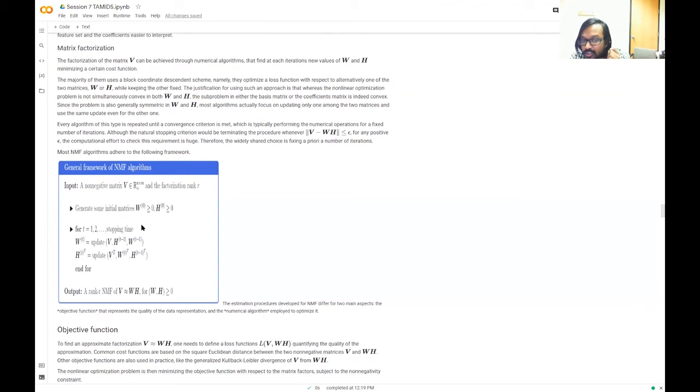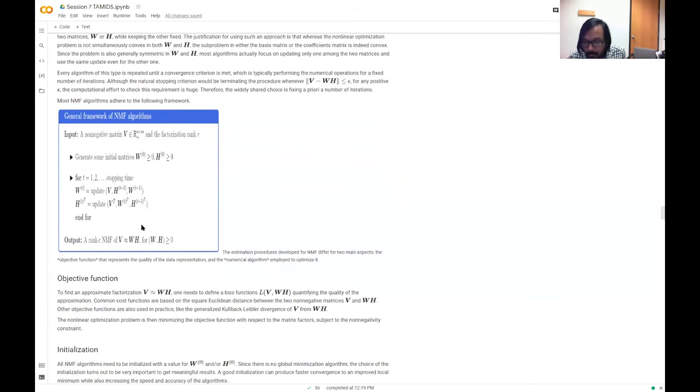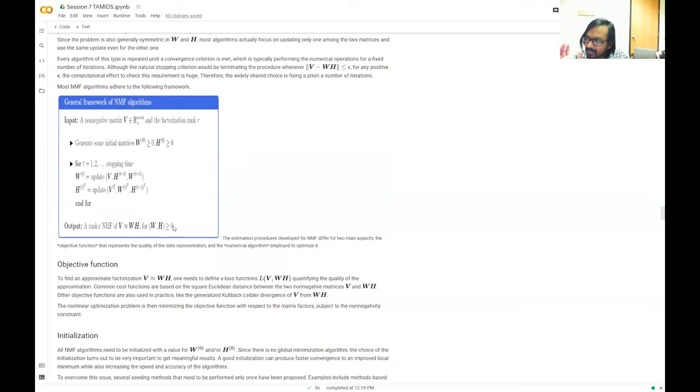So we need an objective function. That means we need to be able to quantify how close the product of the matrices W and H, which I'm going to call WH from now on, is to the matrix V. So we need to define a loss function. Often this loss function is based on the usual Euclidean distance, or often a generalized Kullback-Leibler divergence is used.